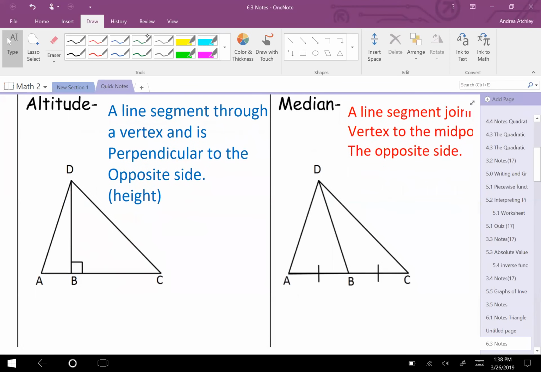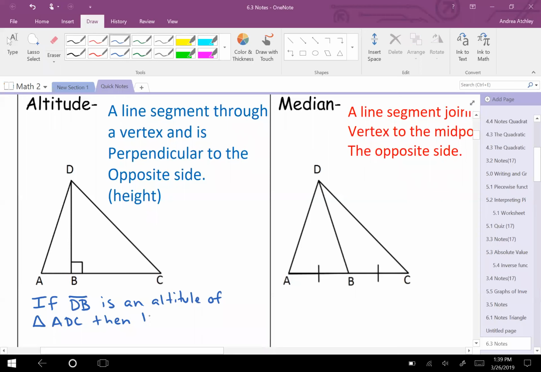So we would say, if DB, segment DB, is an altitude of triangle ADC, then DB, segment DB, is perpendicular to segment AC.